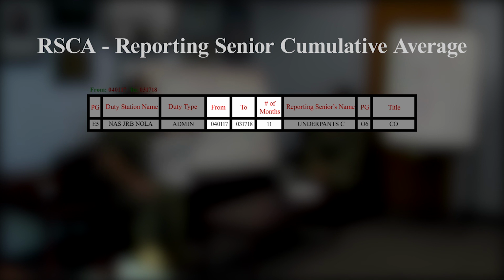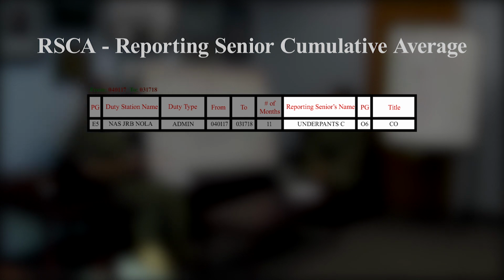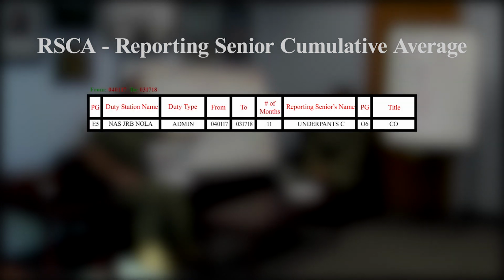The next block says number of months. This is an 11-month report. Most of your regular reports are 12 to 15, but they can be a little bit shorter as well. And then it has your reporting senior's name. Here it's the last name, Underpants, first name C. It's a Captain, O6 as you see, and the reporting senior's title is the commanding officer. So this stuff is pretty straightforward, pretty easy to understand.